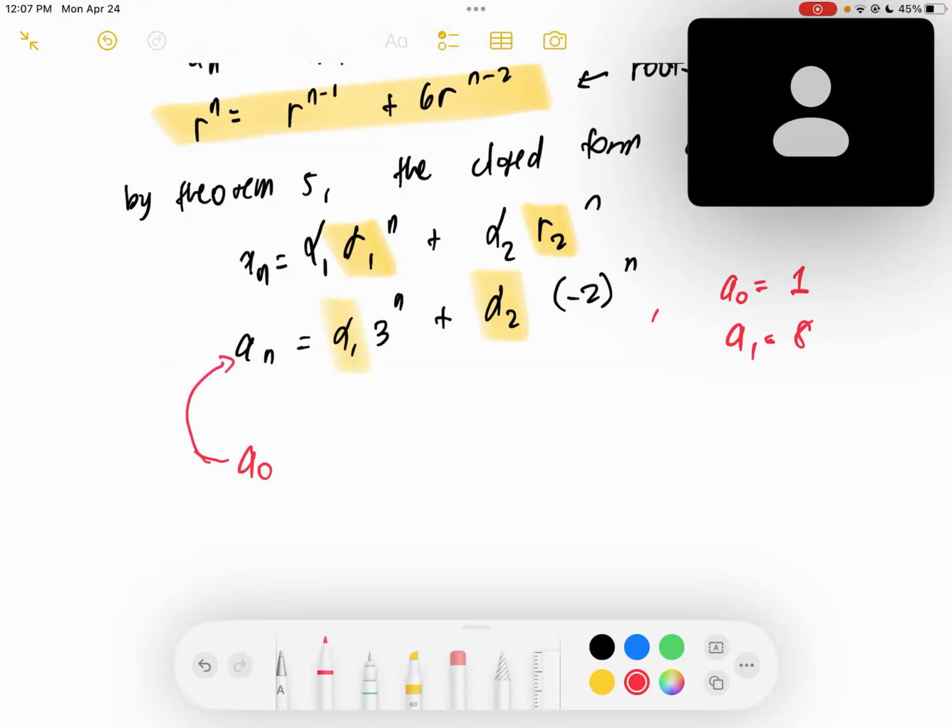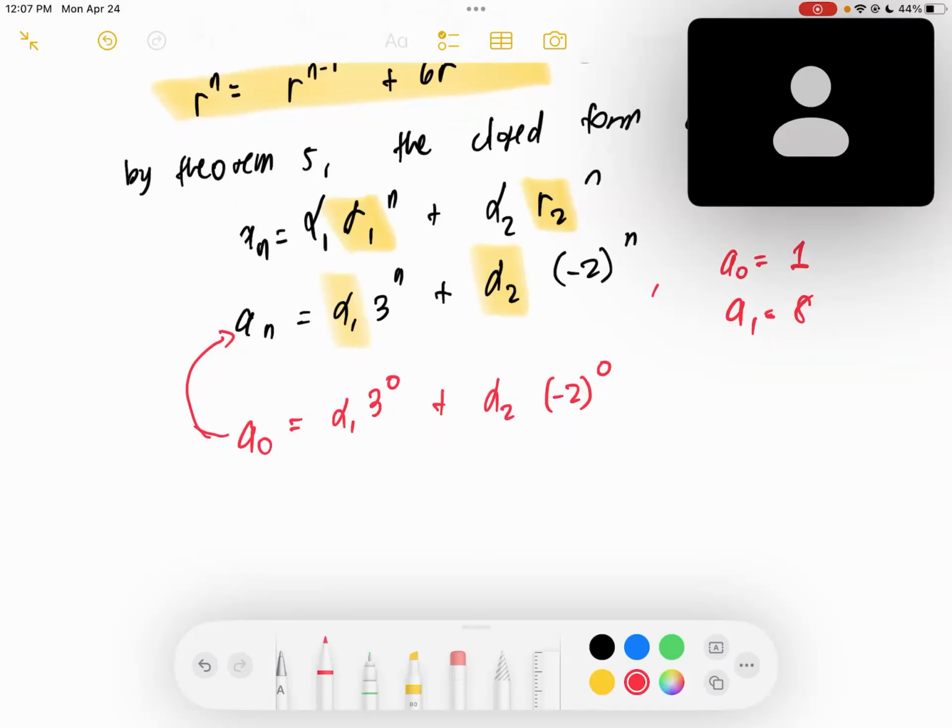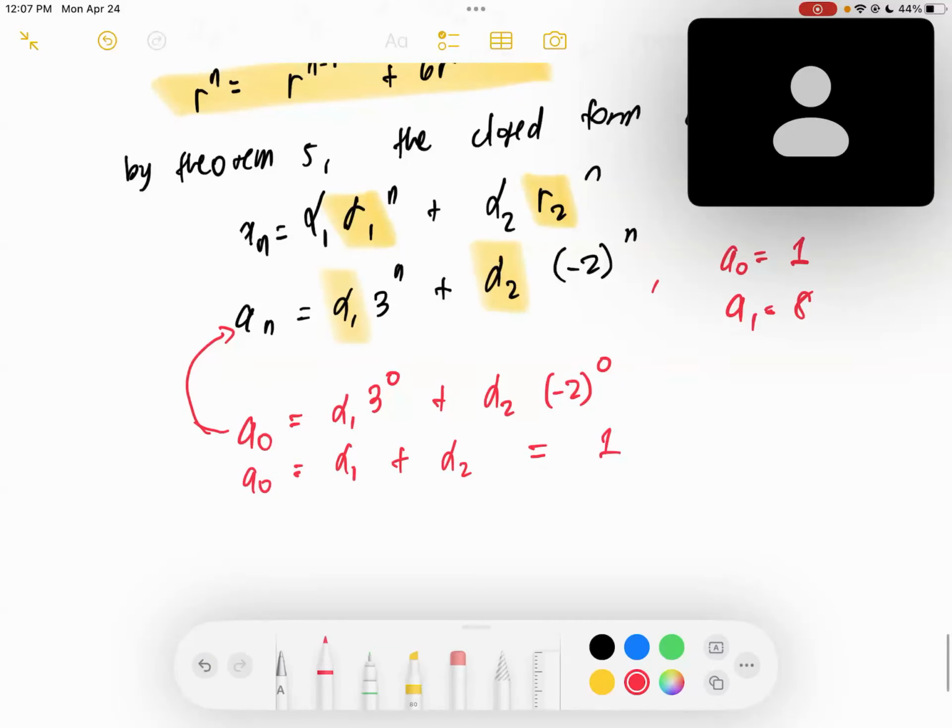So we have a sub 0, n is equal to 0. So we will have alpha 1, 3 raised to 0, plus alpha 2, negative 2 raised to 0. Okay, so this will be equivalent to alpha 1 plus alpha 2, since 3 raised to 0 and negative 2 raised to 0 is equal to 1. And we know that a sub 0 is also equal to 1. So we have this equation.